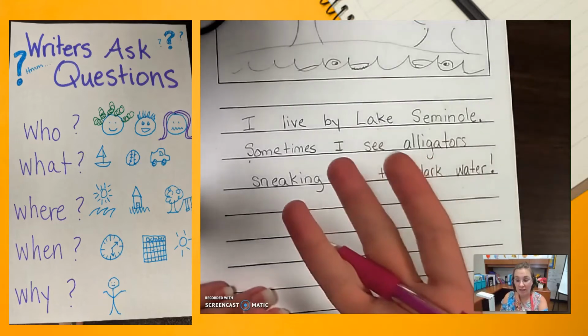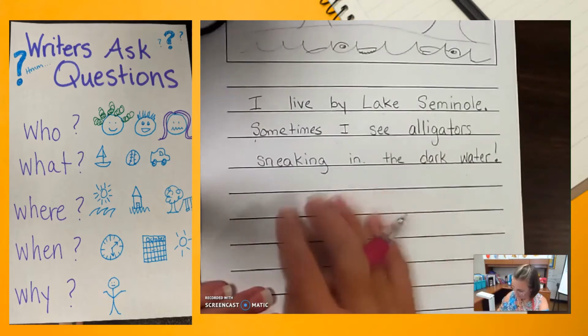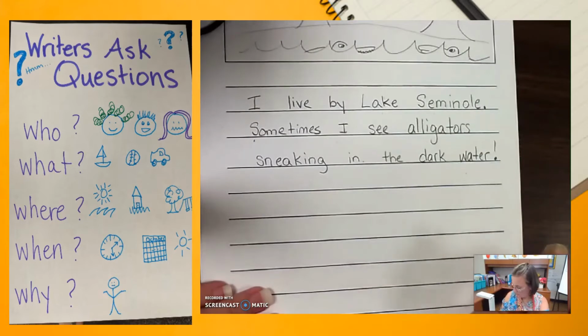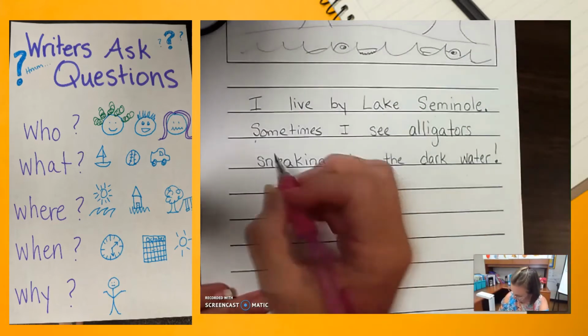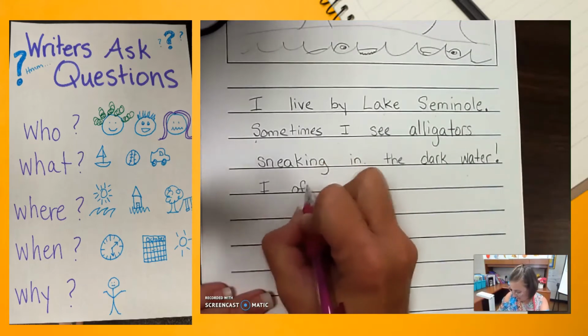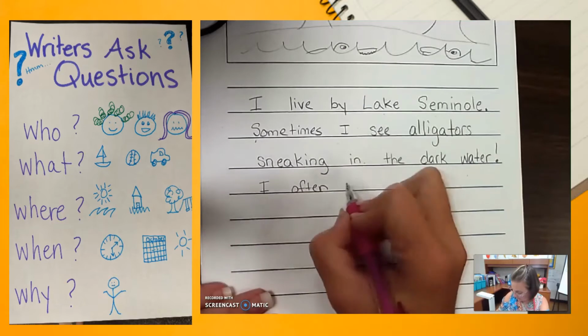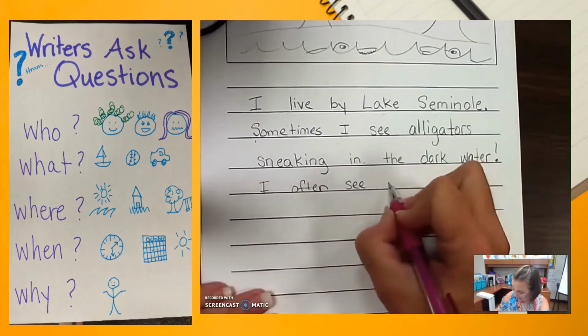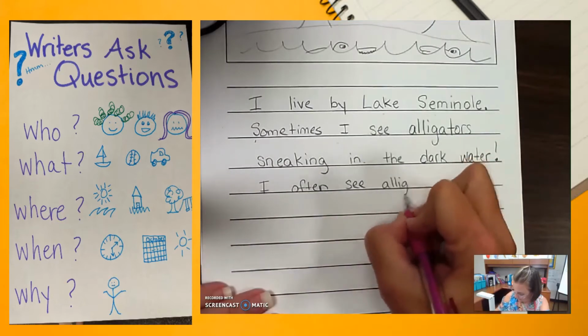So I can add that into my writing by saying it like this. I see alligators in the morning or the evening. Let me write that. I'm going to add that word, I like that. I often see alligators.